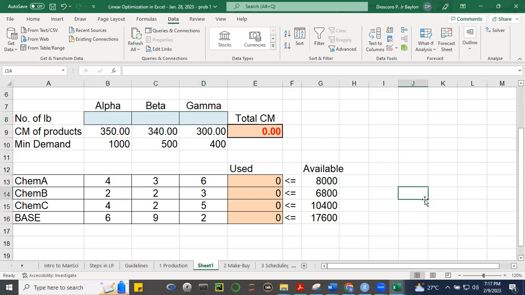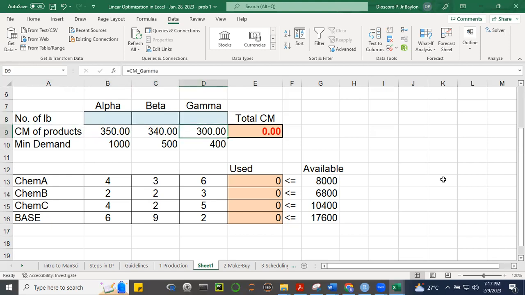All right. So what we said was for the decision variables, we have to produce empty cells for that. So this one, we're color coding it so that it's easy for us to identify where the decision variables are. So we have alpha, beta, gamma. Those are our products. And we are interested to determine the number of pounds to produce for these three products. And we also put here the contribution margin.